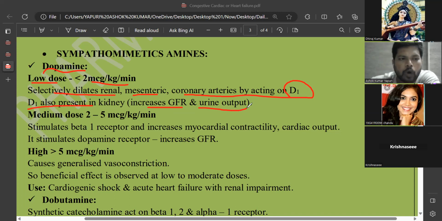At this dose, what is happening? There is an increased glomerular filtration rate as well as increased urine output. By this, the excess fluid in the body goes outside through the urine.